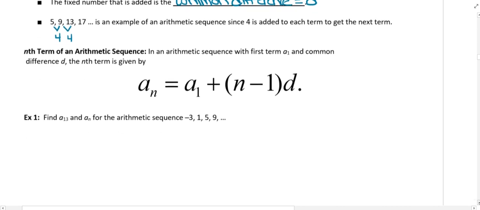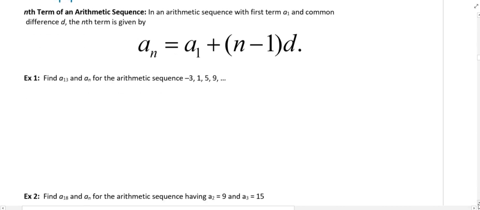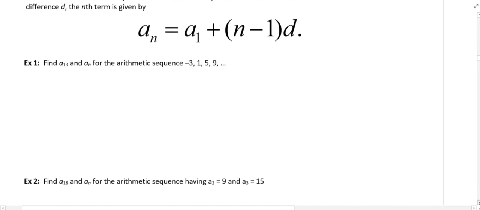The nth term of the arithmetic sequence, that is going to be your parent formula for finding the terms in an arithmetic sequence. So you have a sub n equals a sub 1 plus (n minus 1) d. So we're going to need to memorize that and know how to use it. So let's look at an example of using this.